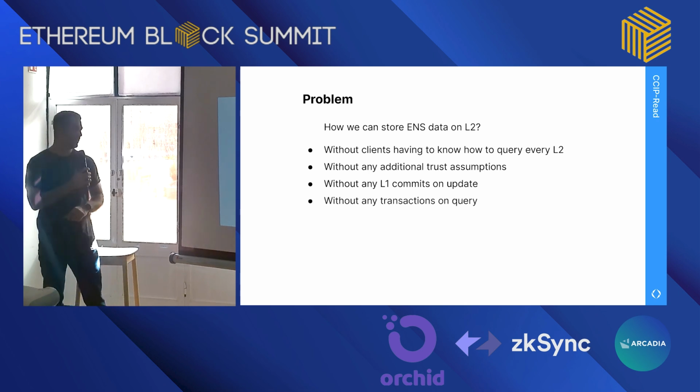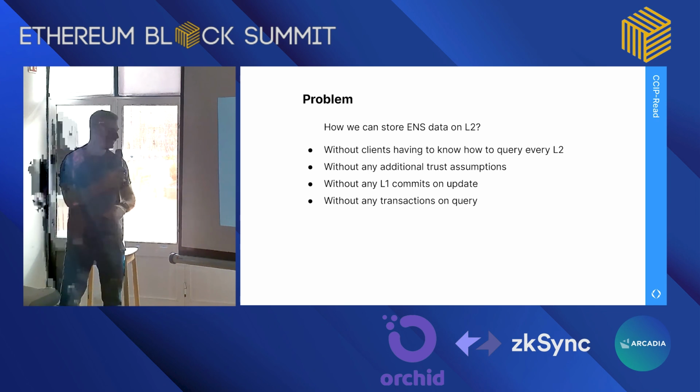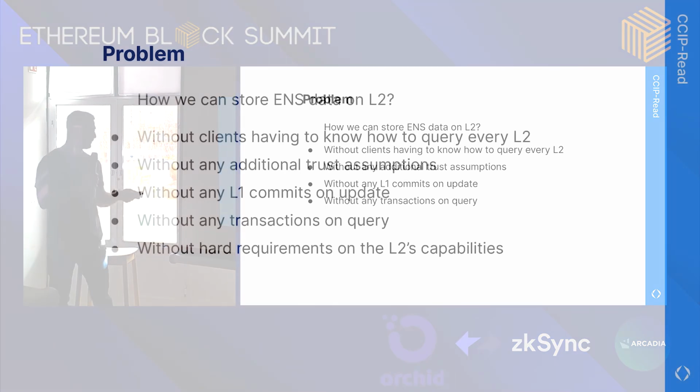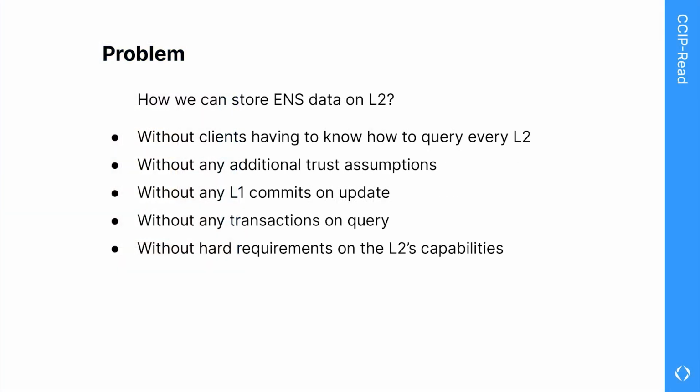And the other concern was without any transactional query. I already explained this actually, it's a part of the L1 commit. So we didn't want anyone, while querying their names on the L2s, to be involved in more transactions or steps, basically. And without hard requirements on the L2's capabilities, which means that while scaling to other L2s, we didn't want to do any modification on the current L2s. So we don't want to introduce any other complexity while scaling.